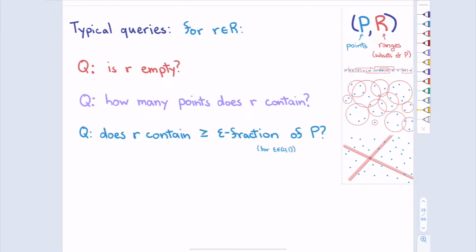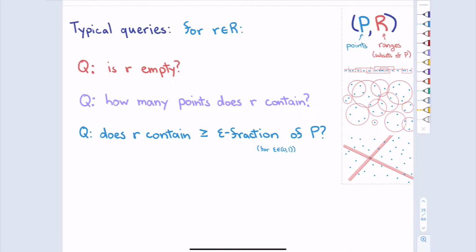What's another question? Is the disk very heavy? Does it contain at least an epsilon fraction of the points for some given input epsilon? Okay, so especially for sufficiently simple shapes and low dimensions, and if you want to do things exactly, there's lots of very clever data structures, things that look like binary trees and stuff.